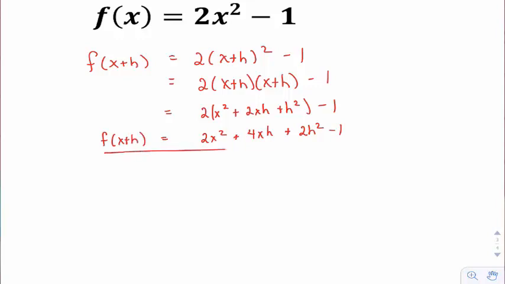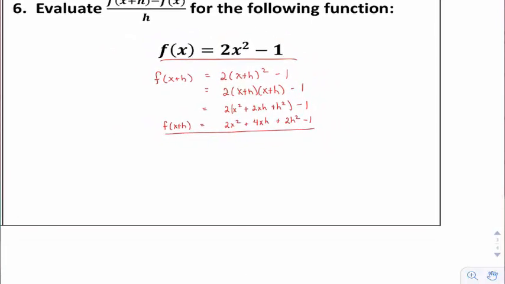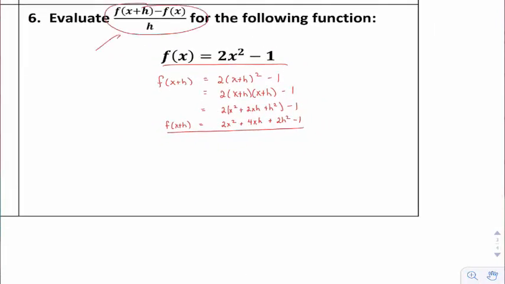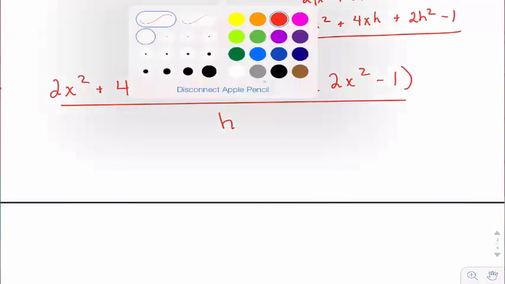So I'm going to take that and subtract them and divide by h. So now we're going to do the difference quotient. Here we go. So f of x plus h, that is 2x squared plus 4xh plus 2h squared minus 1, minus, in parentheses, 2x squared minus 1, all over h. Now if you're doing this right, that h on the bottom should end up canceling out. If it doesn't, you done screwed up.